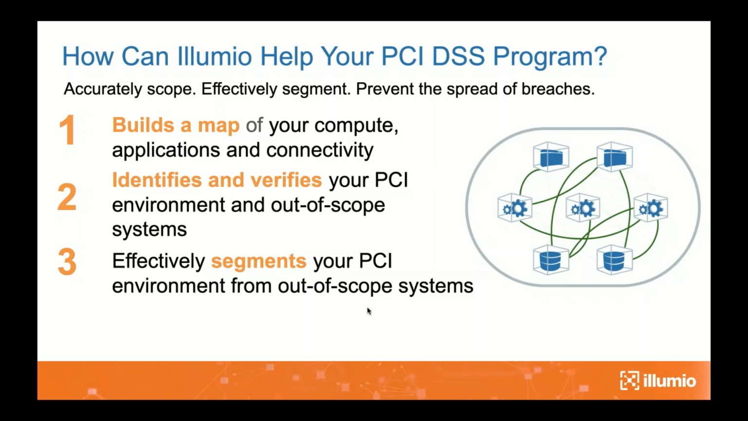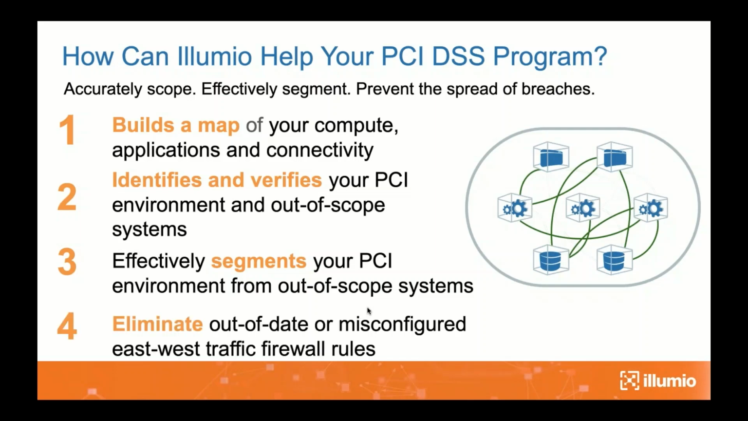So then you can also choose the appropriate level of granularity, whether you do coarse-grained segmentation or ring fencing, all the way down to segmenting according to the port, process, and protocol. And then lastly, Illumio is dynamic, so if there are any changes in your workload connections in your environment, it automatically recalculates and recommends the applicable firewall rules. So this helps you eliminate your out-of-date, misconfigured firewall rules for the east-west traffic in your PCI environment.